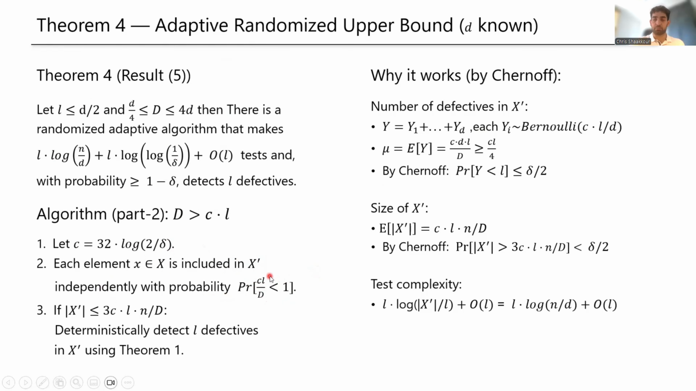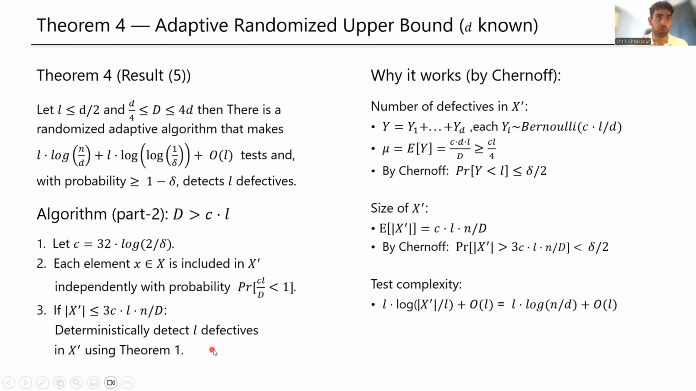So the new group X prime is not precisely the group X. It is the group X where each element is included individually with a probability. So we say like this: if the size of the new group X prime is smaller than 3 times C times L times N divided by D, we can deterministically detect L defective items in X prime using theorem 1.